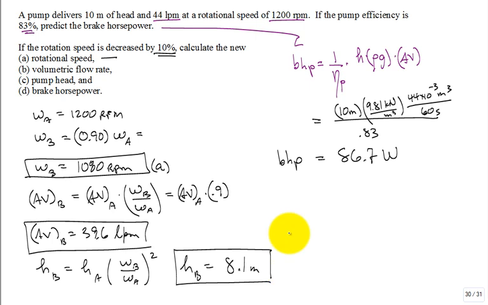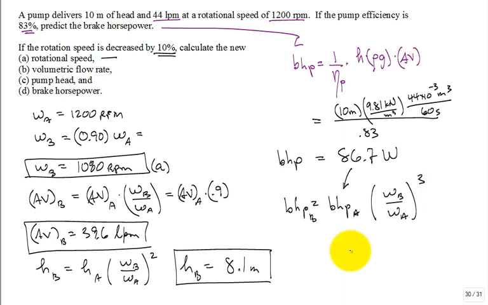And then the brake horsepower. Brake horsepower was 86.7, but it's the rotational speed cubed. So 0.9 cubed is 73% of the 86.7. So the brake horsepower goes down to 63.2 watts.